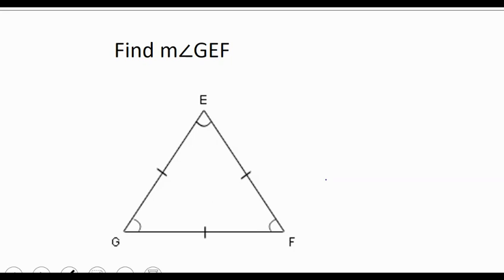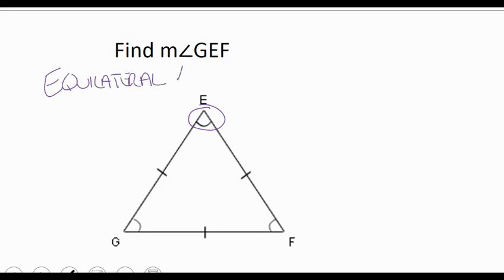Next, we were asked to find the measure of angle GEF. So I need to find this top angle right here. But I'm not given any angles at all. I wasn't told what angle G is. I wasn't told E. I wasn't told F. The only thing I was told, though, is all three sides are exactly the same because they each have one tick mark. So if all three sides are the same, this is an equilateral triangle.